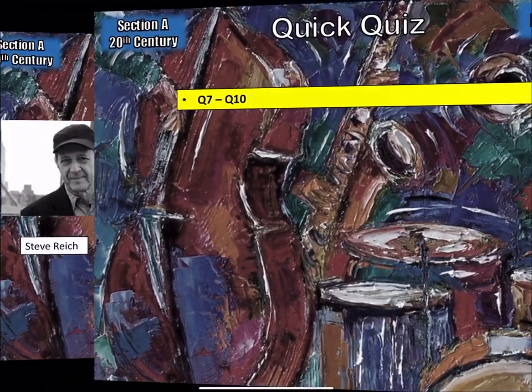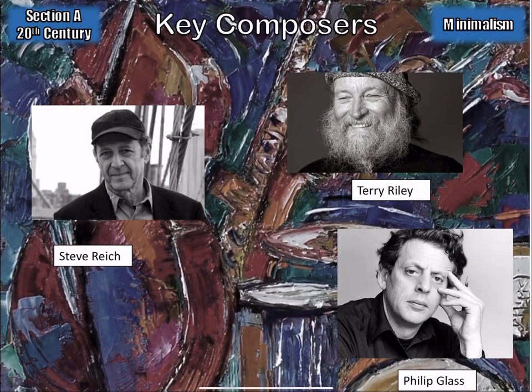Okay, moving on. Now, there are lots of composers who we might classify as being minimalist composers. These are three of my personal favourites. And actually, Steve Reich wrote all three examples of the pieces that you've just listened to. So Clapping Music, Piano Phase, and Electric Counterpoint.